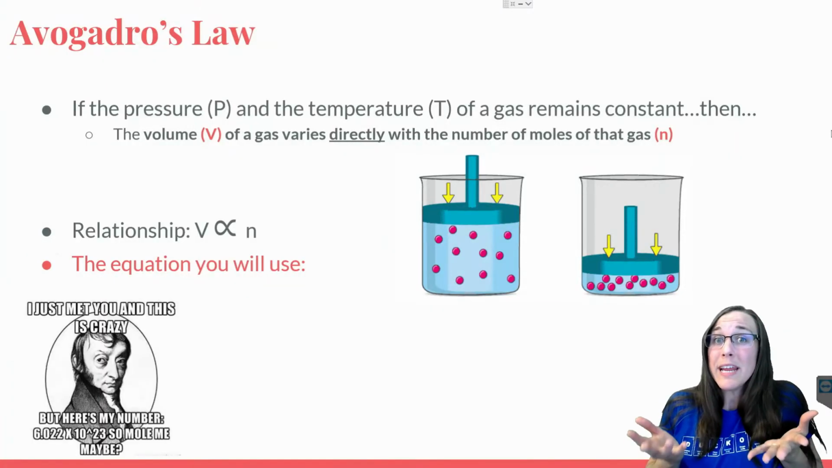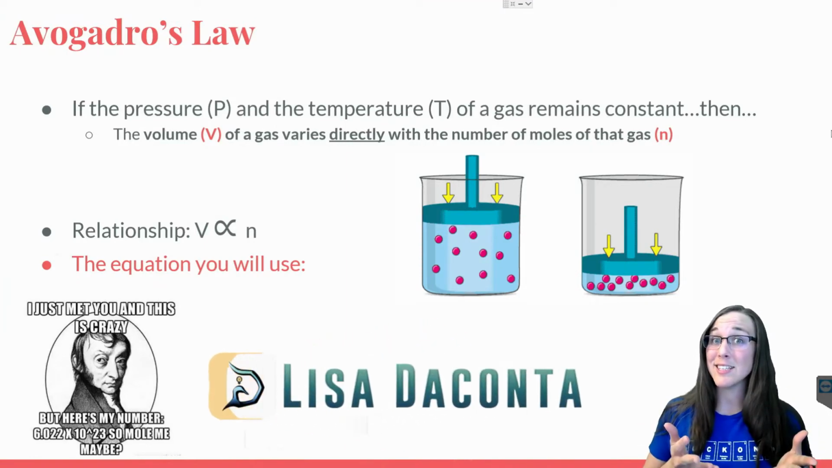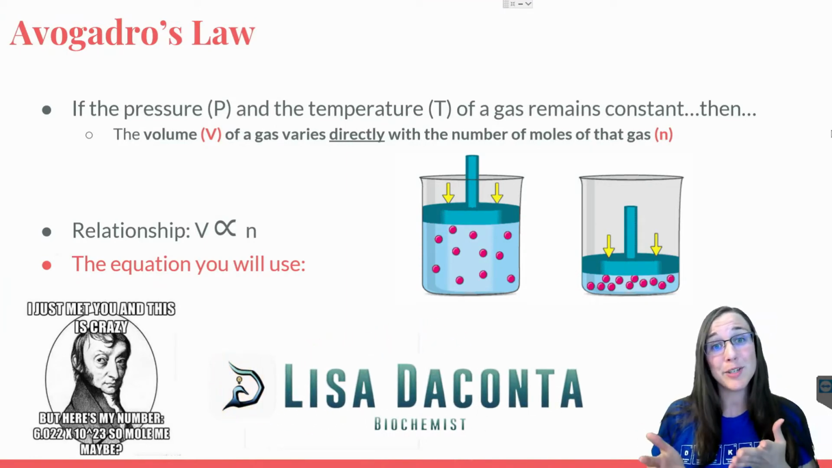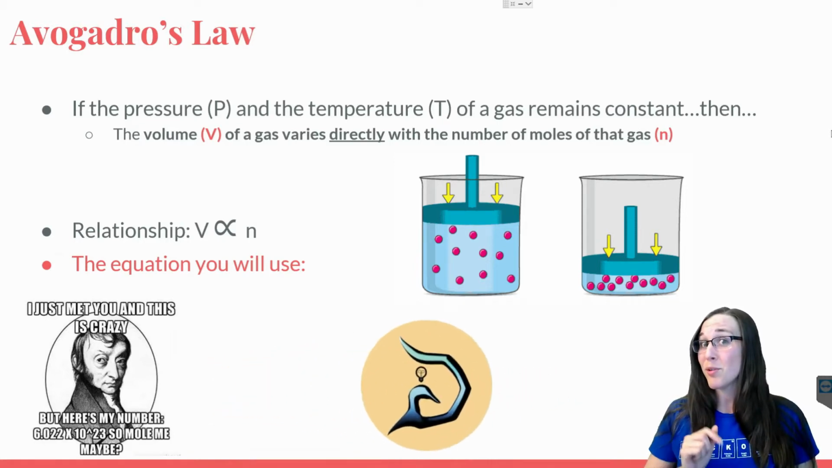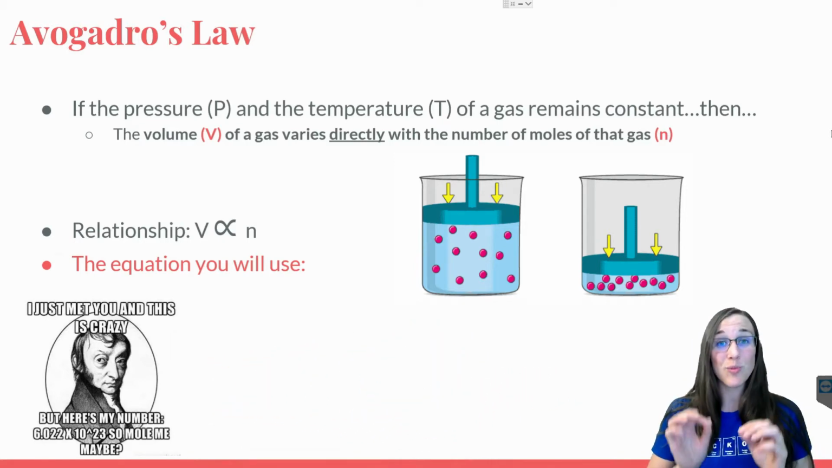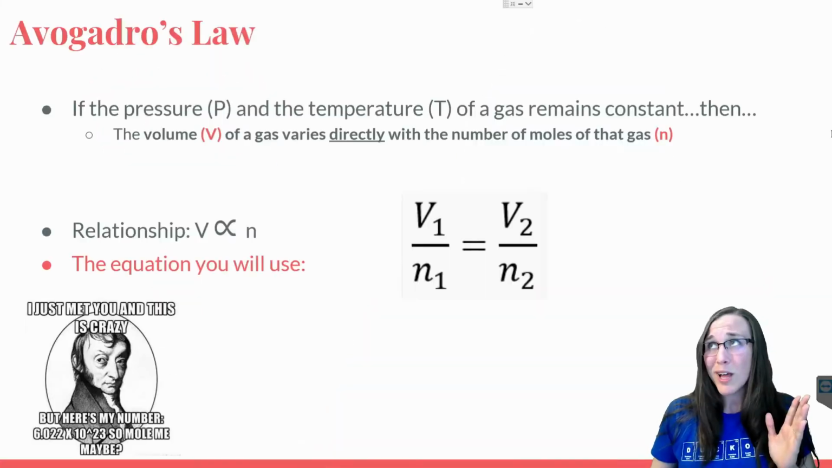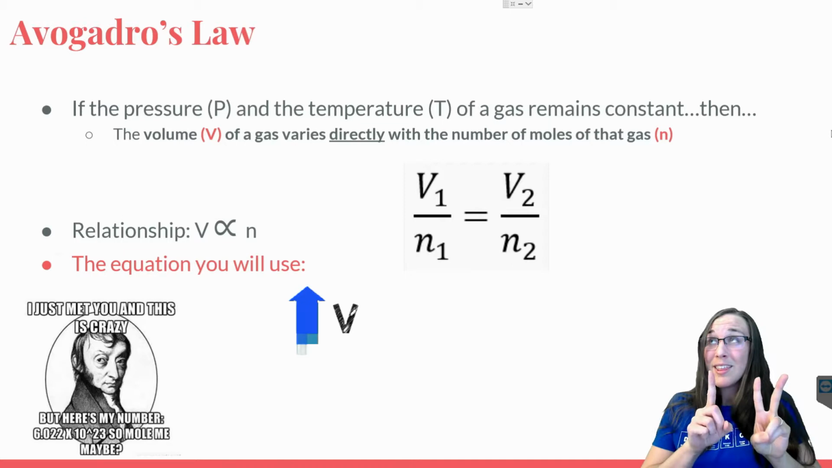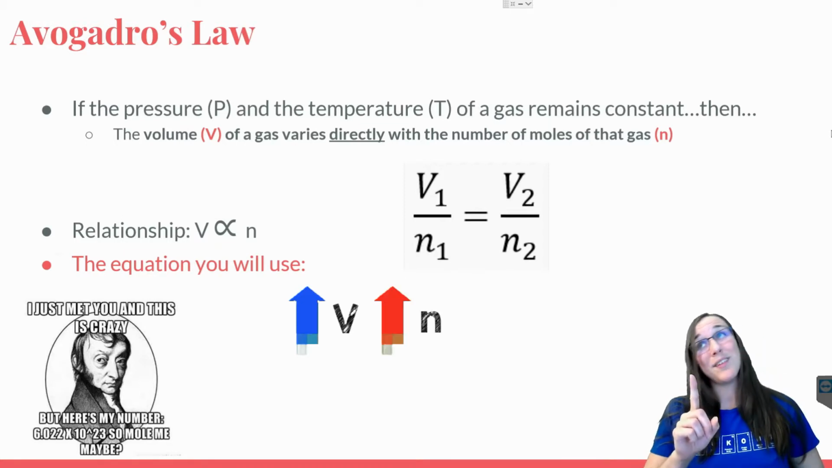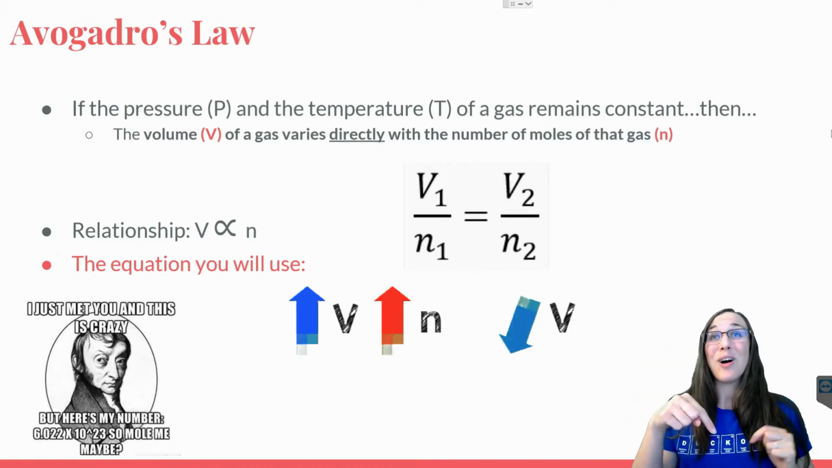But first, what is Avogadro's law? It's the gas law that assumes that if pressure and temperature are held constant, then we can say that the volume and the number of moles of a gas vary directly. What does it mean to vary directly? Well, in simple layman's terms, it means that if the volume goes up, the moles go up. And if the moles go down, then the volume goes down.